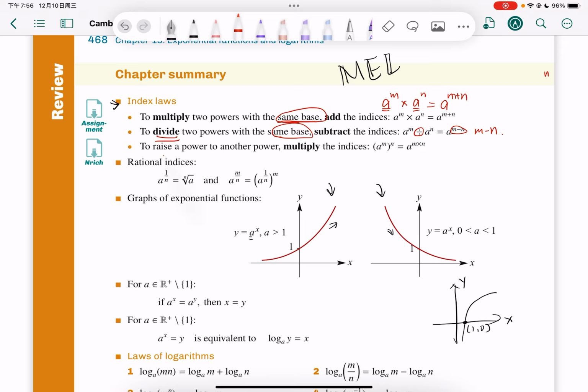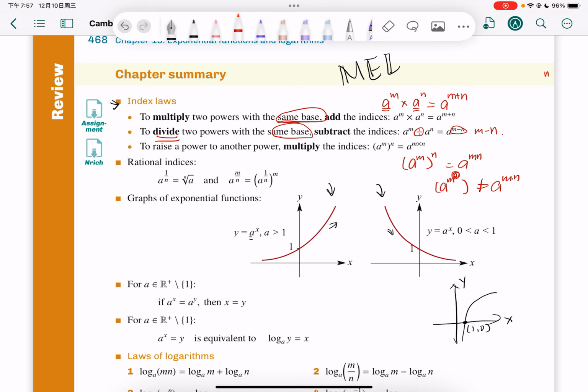To raise a power to another power, multiply the indices. If we already have a to the power of m and we want to take another power n, then we multiply them together, giving m times n. It's important to note that this is very different to this one: a to the power m, where the m itself has another power n on it. This does not equal a to the power m times n.